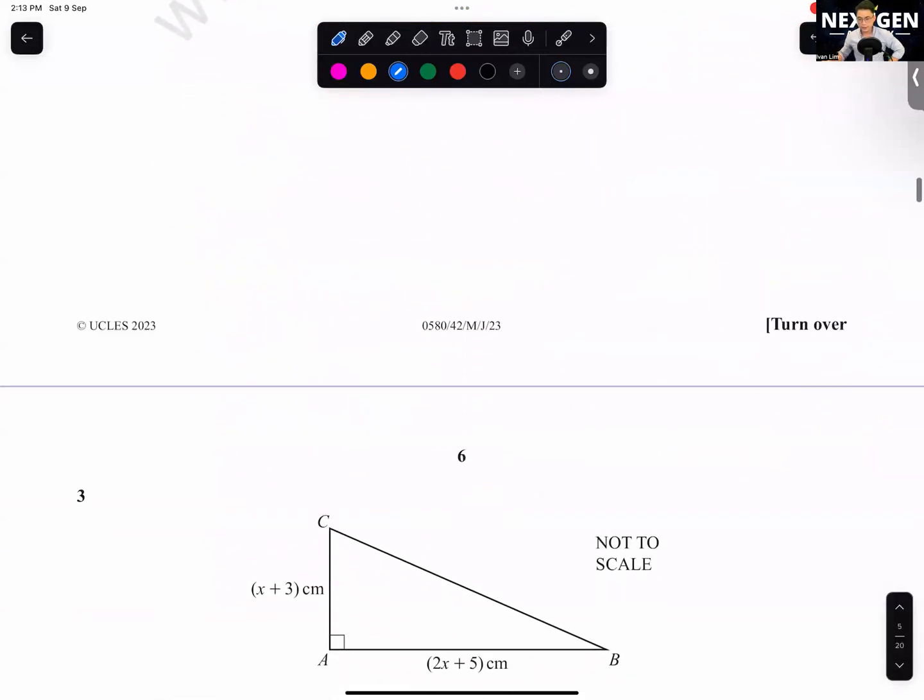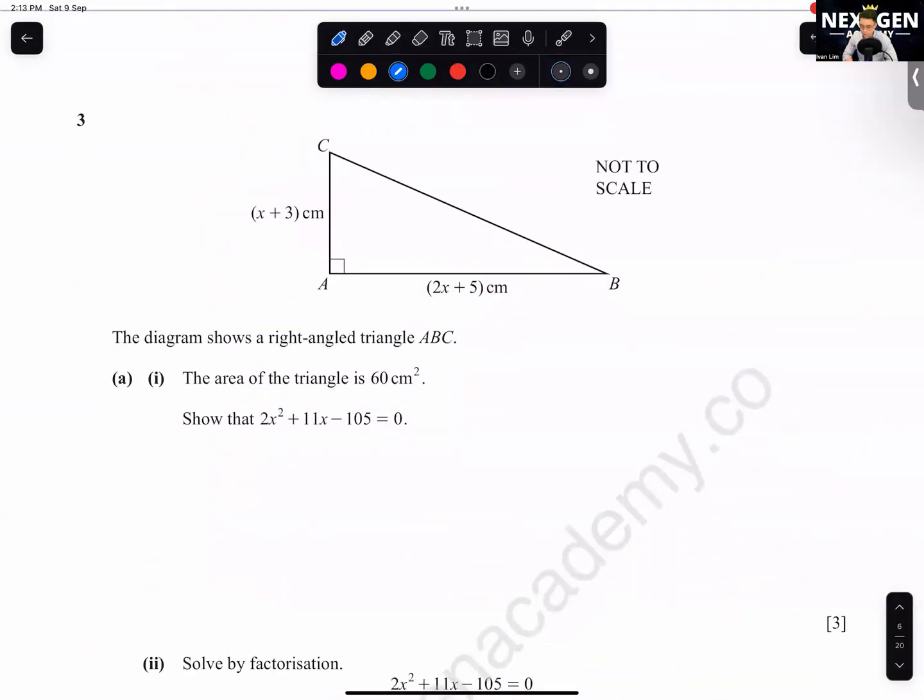Okay, let's go to the next one. Question 3. The diagram shows a right angle triangle ABC. The area of the triangle is 60.